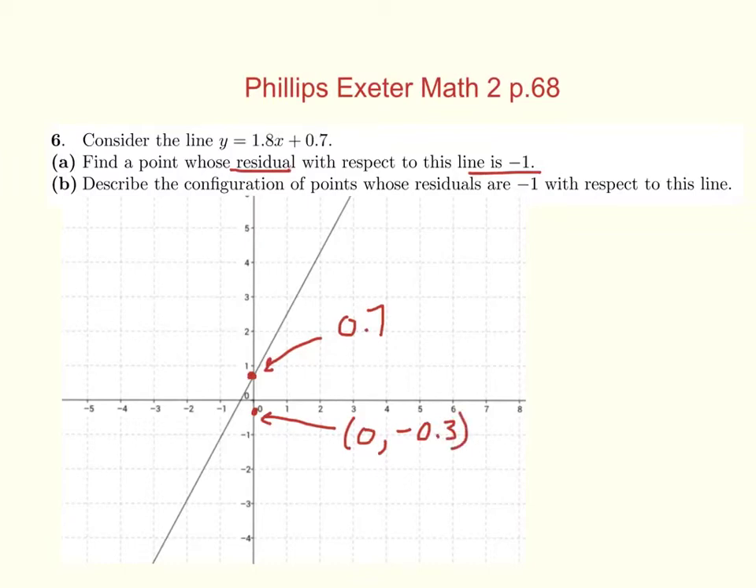So B, it says describe the configuration of points whose residuals are -1 with respect to this line. So the idea is if I took all the points that have a residual of -1, what would those points look like? Wouldn't they be parallel, just one below?